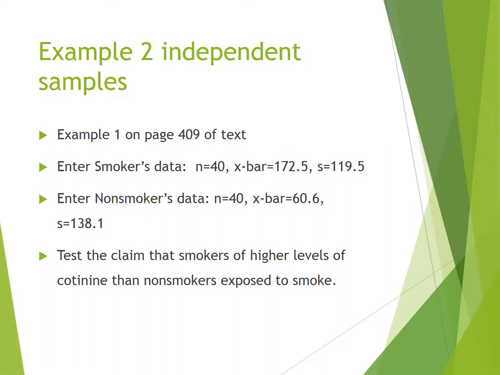We're going to test the claim that the smokers have higher levels of cotinine than non-smokers exposed to smoke. So we're doing a greater than. We're going to let smokers be sample 1. So we think mu1 is greater than mu2. So our alternative is greater than.